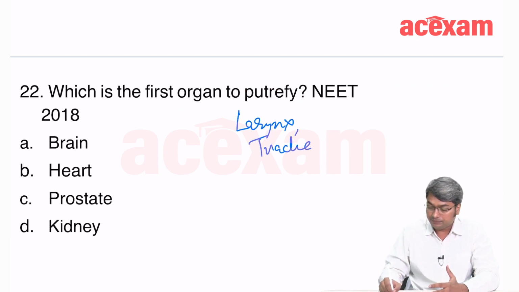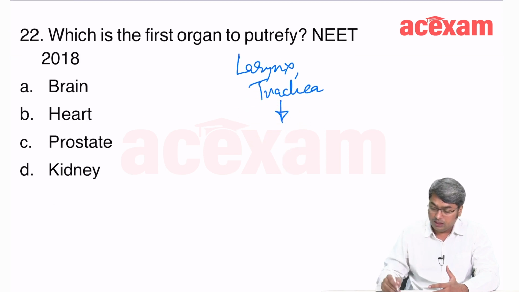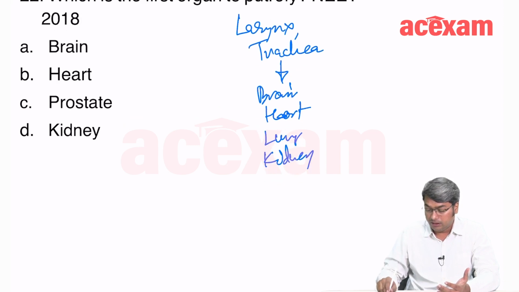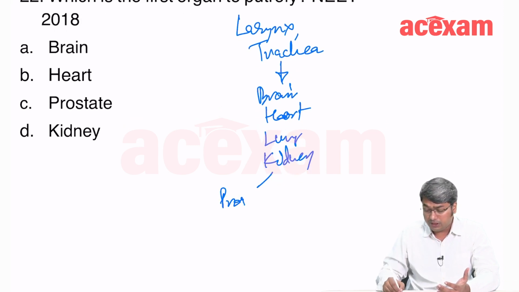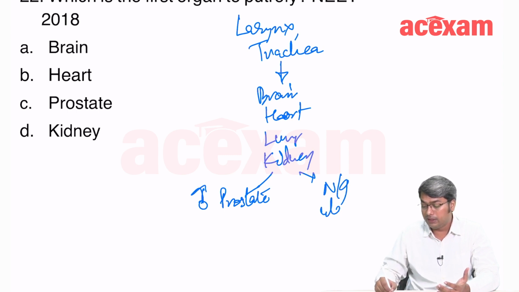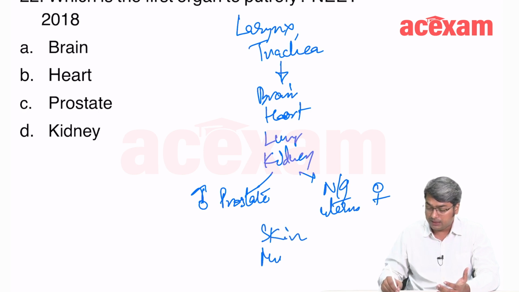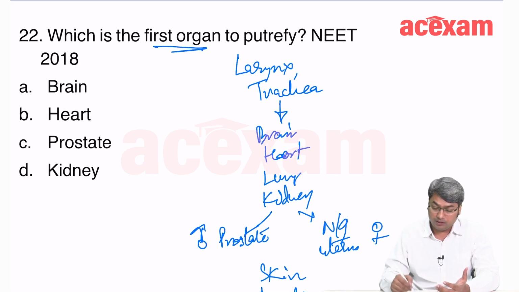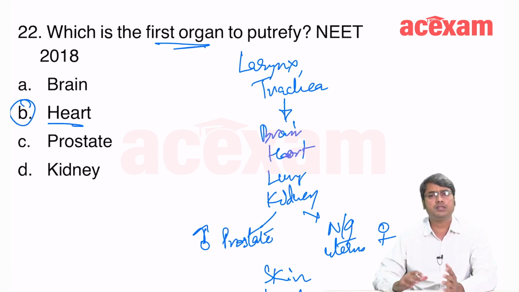Then trachea, then it goes on to the brain, heart, lung, kidney, then finally the prostate in males, and non-gravid uterus in females, then the skin, the muscles, and finally the bones. Okay. So, which is the first organ to putrefy? The first organ to putrefy in all this is the heart, and the prostate is the last organ to putrefy.